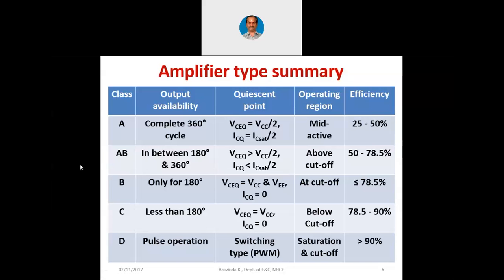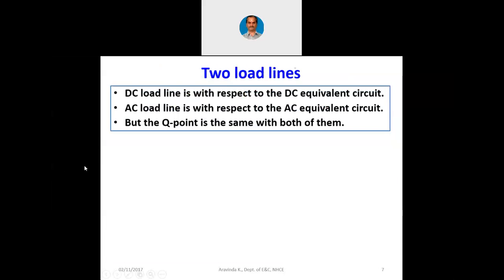So now, coming to the last point. There are two load lines. I may not be able to finish this now, but still let me start. There are two load lines. There is something called the DC load line with respect to the DC equivalent circuit, and there is the AC load line with respect to the AC equivalent circuit. But the Q point is the same with both of them.